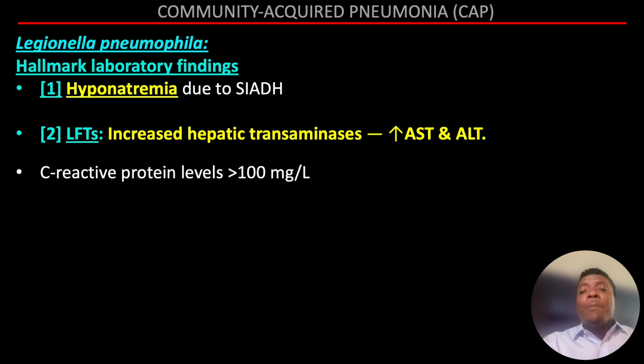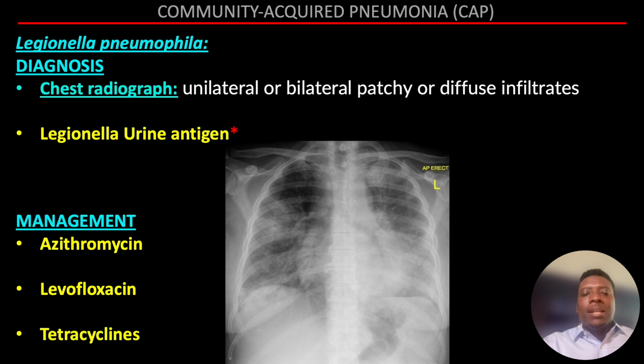Now, in terms of labs for Legionella pneumonia specifically, they can often develop an SIADH, syndrome of inappropriate ADH, which can result in hyponatremia. So if you see pneumonia with a low serum sodium, you want to keep Legionella in your differential diagnosis. Some other very important labs that can be seen with Legionella is they can have increased LFTs, increased AST and ALTs. Non-specific, but that could be seen in the setting of someone at risk for Legionella who presents with a low serum sodium and increased transaminases.